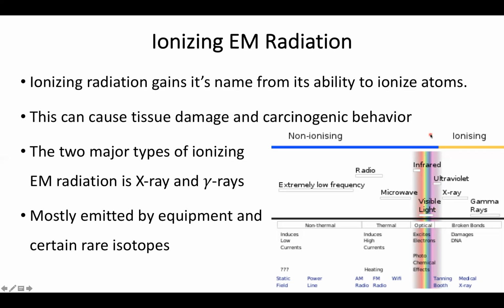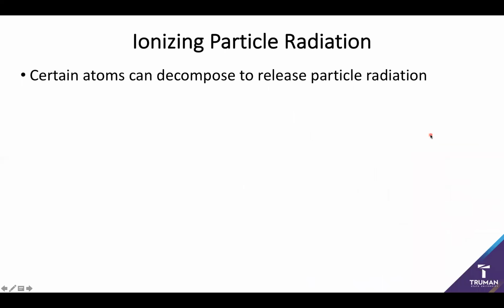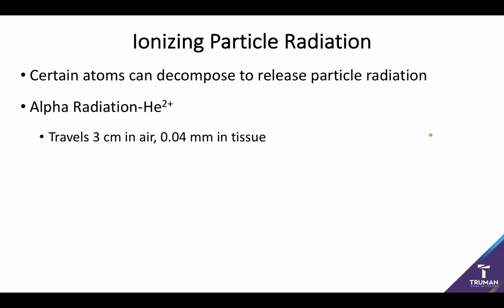And this leads essentially to one last major category of radiation, and this is the ionizing particle radiation. This is the one that you may have heard us talk about at the end of general chemistry. This is the idea that certain atoms can decompose and release certain types of particles. So hopefully you're familiar with the idea of alpha radiation, which can be thought of as pretty much a helium nucleus. So 2 protons, 2 neutrons, no electrons.